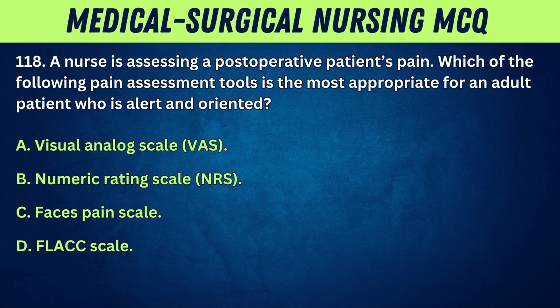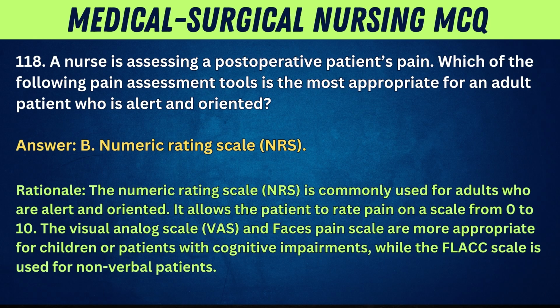118. A nurse is assessing a postoperative patient's pain. Which of the following pain assessment tools is the most appropriate for an adult patient who is alert and oriented? A. Visual Analog Scale, VAS. B. Numeric Rating Scale, NRS. C. Faces Pain Scale. D. FLACC Scale. Answer: B. Numeric Rating Scale, NRS.